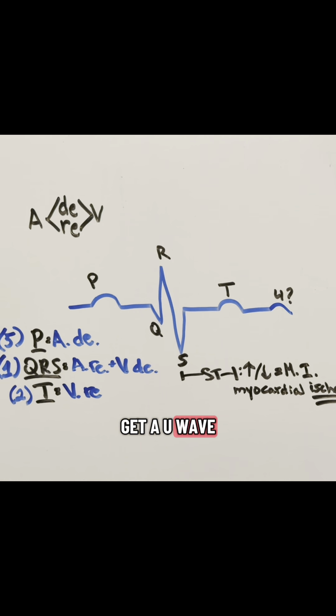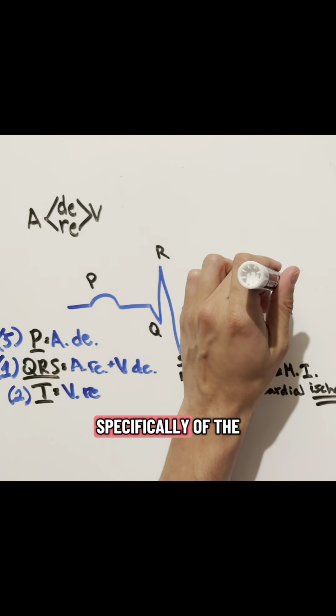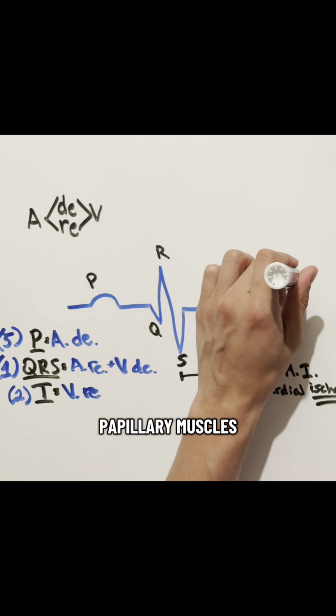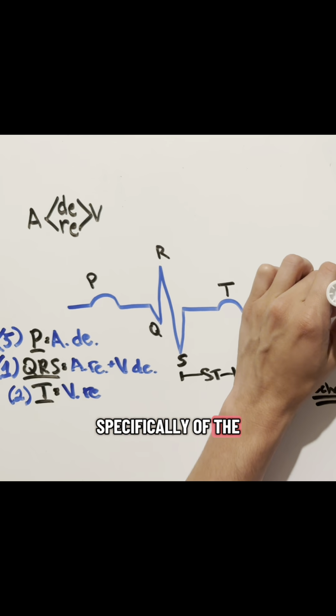Sometimes you do get a U wave, and a U wave is still ventricular repolarization, but it is specifically of the papillary muscles.